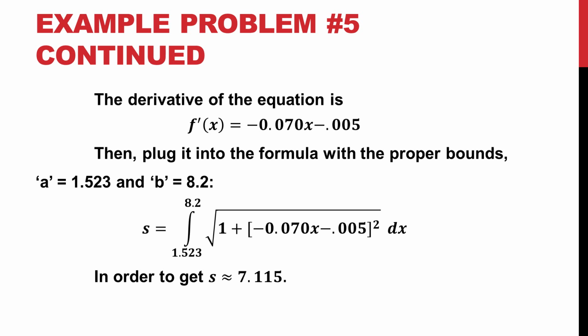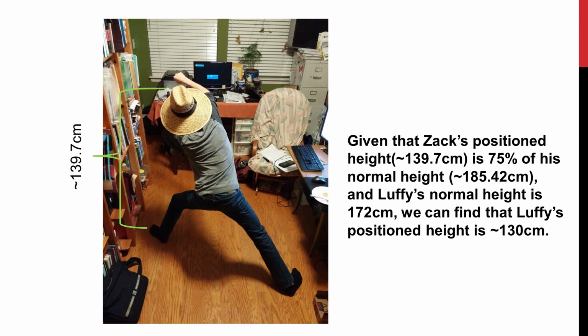With s being explained below that, we can then solve for s, or Luffy's arm, to be equal to 7.115 units. Given that Zach's positioned height, or 139.7 centimeters, is 75% of his normal height, or 185.42 centimeters, and Luffy's normal height is 172 centimeters, we can find that Luffy's positioned height is about 130 centimeters.